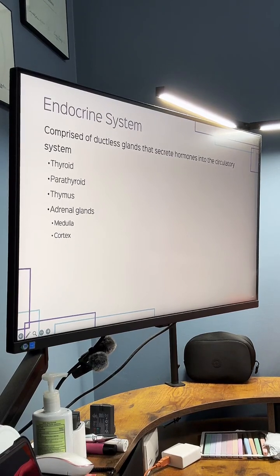The endocrine system is comprised of ductless glands, which are hormones that are secreted directly into the blood. No, hang on. That's not what that sentence is supposed to say. The endocrine is comprised of ductless glands where hormones are secreted directly into the blood. There we go.